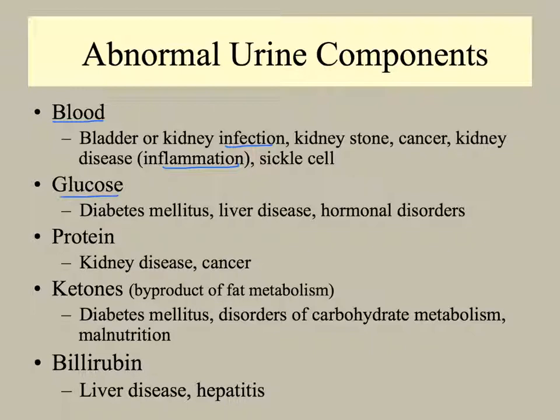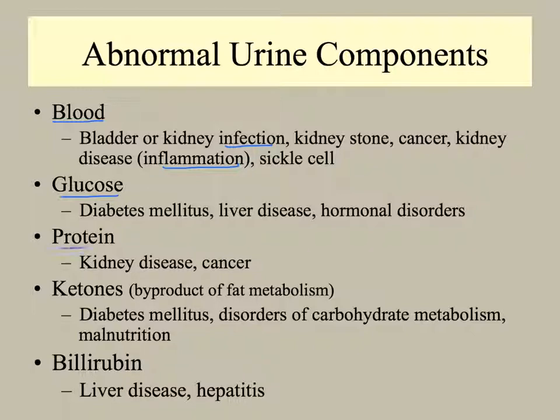Glucose in the urine, of course, is a good sign that somebody might be suffering from diabetes mellitus. The high glucose in the bloodstream will then become high glucose in the filtrate, but it has to move out of the filtrate back into the bloodstream through an active transport system. You only have a certain number of carrier proteins in any cell to move the glucose, and if there is so much glucose in the bloodstream, it'll just completely overwhelm the carrier system, and then the excess will spill out into the urine. Also, liver disease and certain hormonal disorders can lead to glucose in the urine.